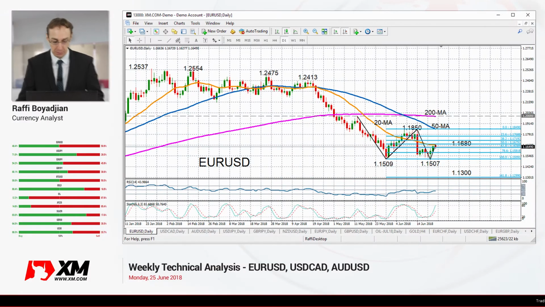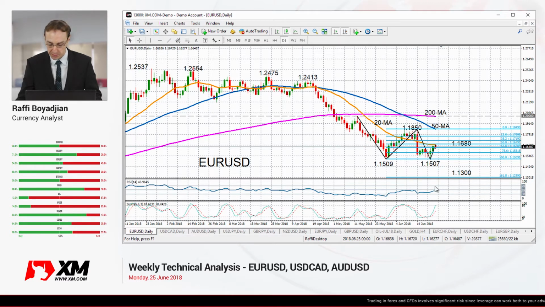The pairs we're going to be looking at for this week are the euro dollar, the dollar Looney, and the Aussie dollar. We're going to start first with euro dollar. We can see that the pair is looking fairly bullish in the short term.